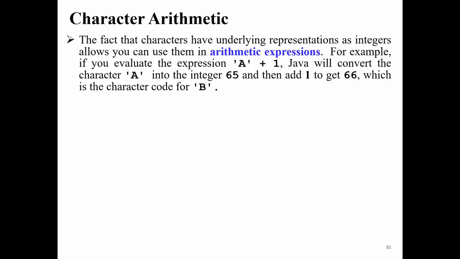Character arithmetic is another approach to look at the character, because the character is represented as an integer inside Java. So capital A is represented as 65. When I write capital 'A' plus 1, with single quotes around capital A, this will add 1 to that character and make it 66. And this ASCII code is equivalent to capital B.